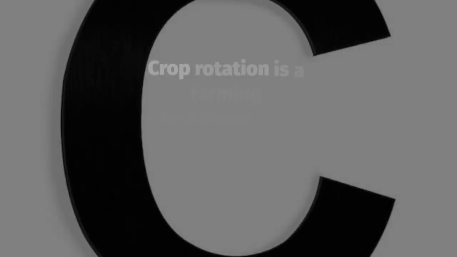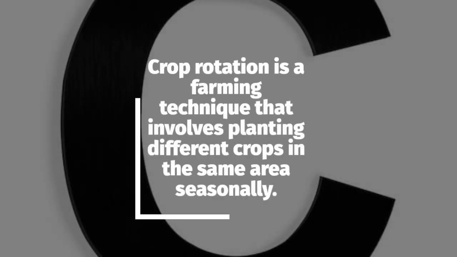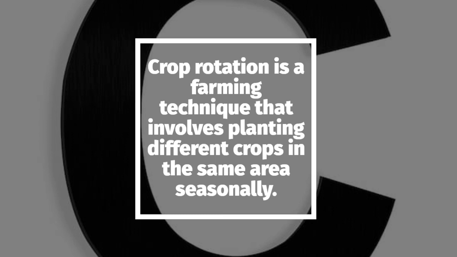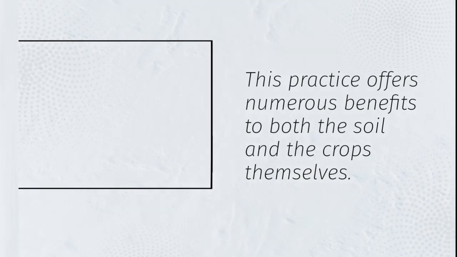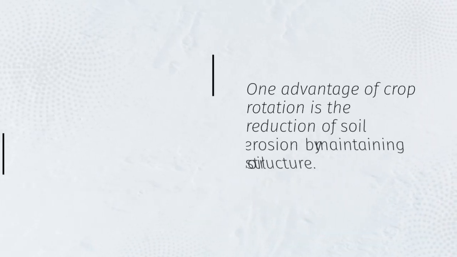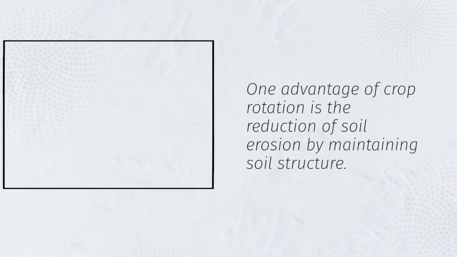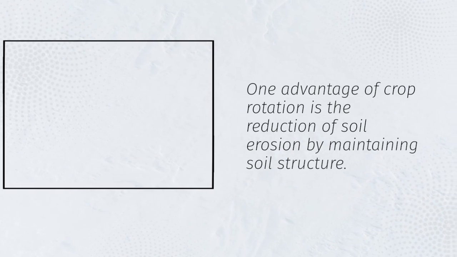Crop rotation is a farming technique that involves planting different crops in the same area seasonally. This practice offers numerous benefits to both the soil and the crops themselves. One advantage of crop rotation is the reduction of soil erosion by maintaining soil structure.